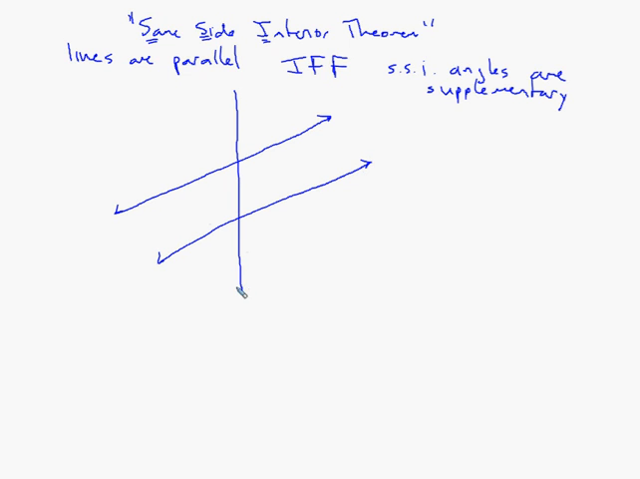So here's my two lines. I have my transversal. And let's say this is 30 degrees and this is x. Those are same side interior angles. So what equation could I write? Given that L and M are parallel. x plus 30 equals 180. Thank you. They are supplementary, which means these two angles add up to 180.